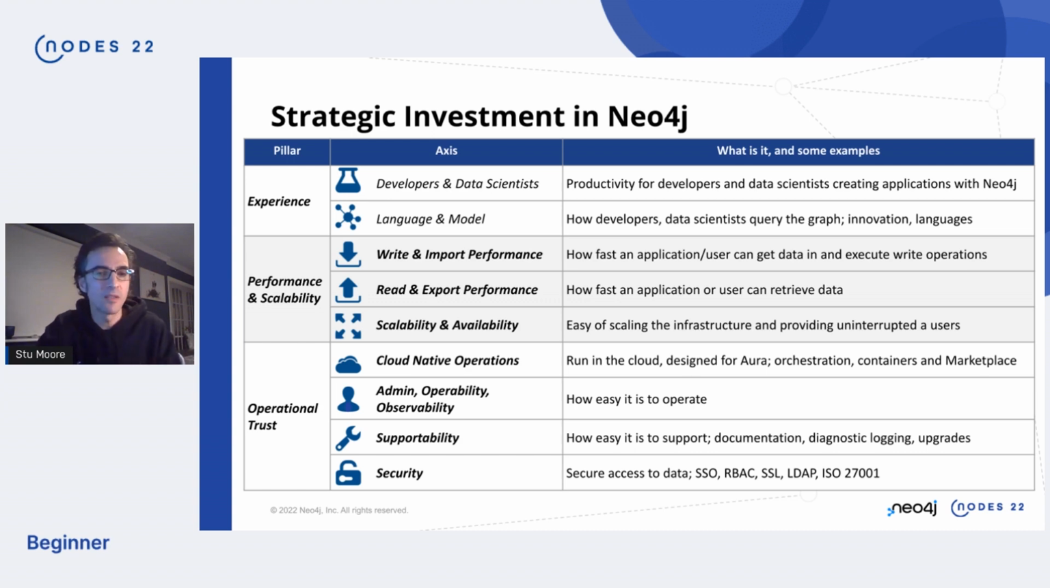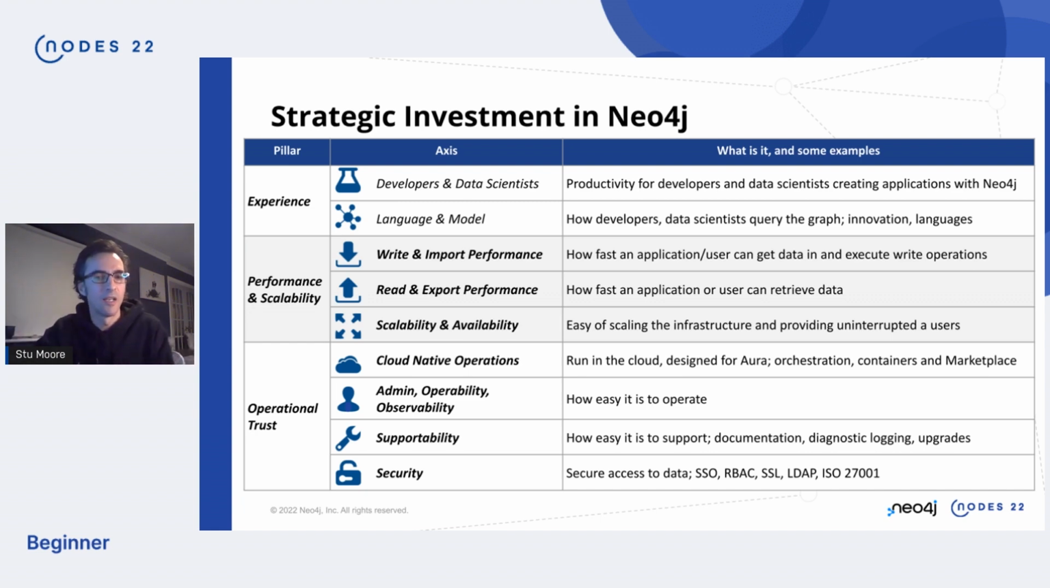So we've split that. You'll see the developer data science and language and graph model, the ability to interact through Cypher. That's all our experience pillar. John will also be covering, because there's a bit of overlap, some read and export performance. We'll be talking about some of the indexing.